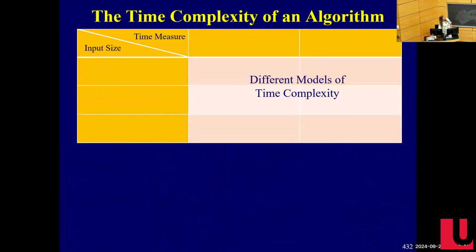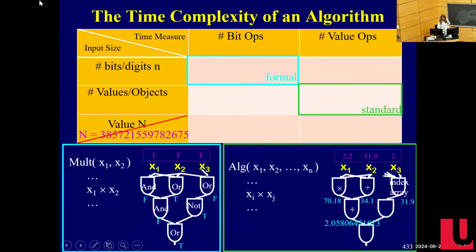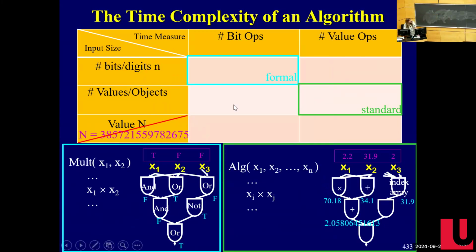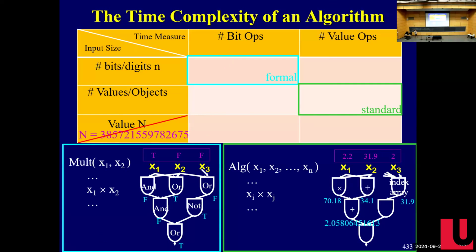We're going to consider different models of time complexity, and they differ based on how you define the input size. It could be the number of bits, digits, the value, number of objects, or the value itself. We talked about those. And then when we're counting time, we can either count the number of bit operations or the number of sort of value operations.